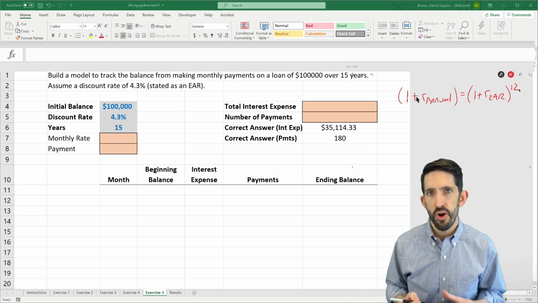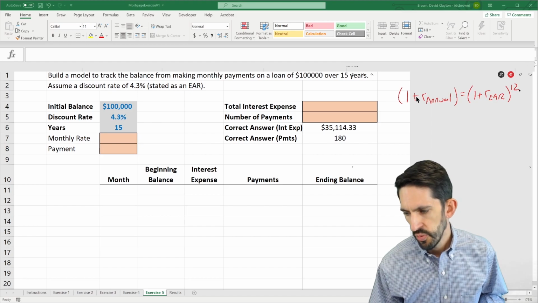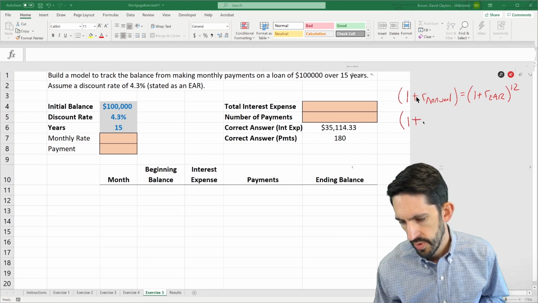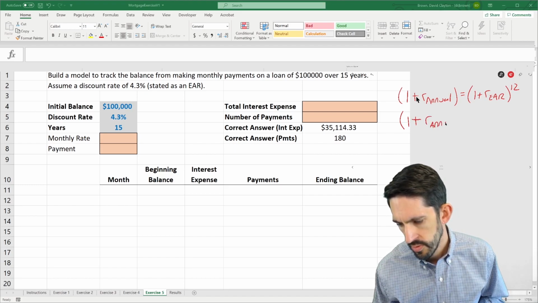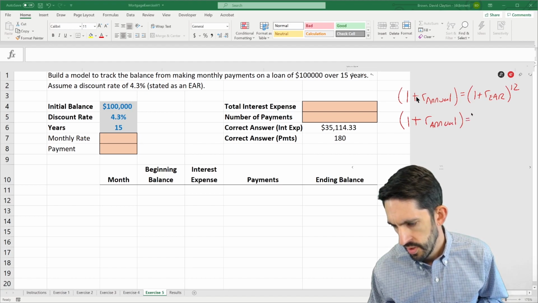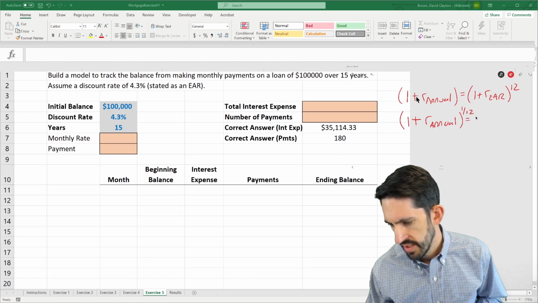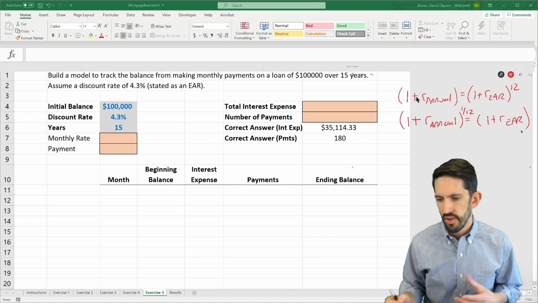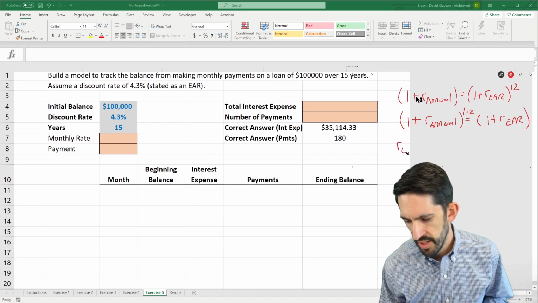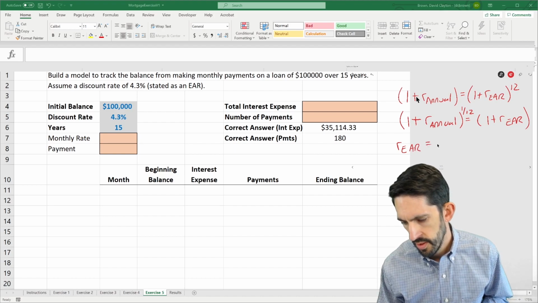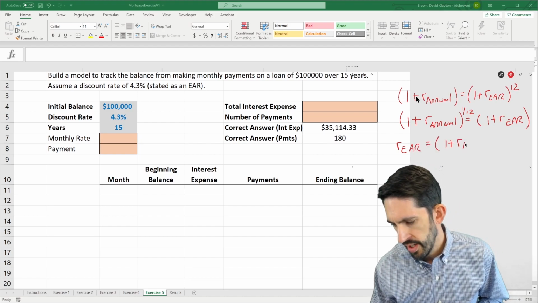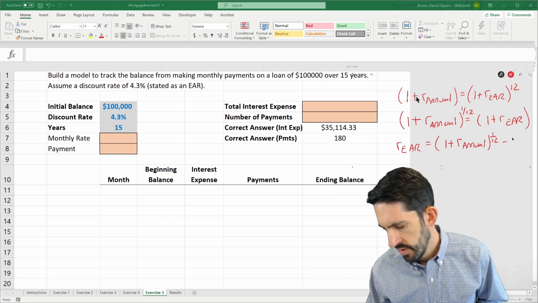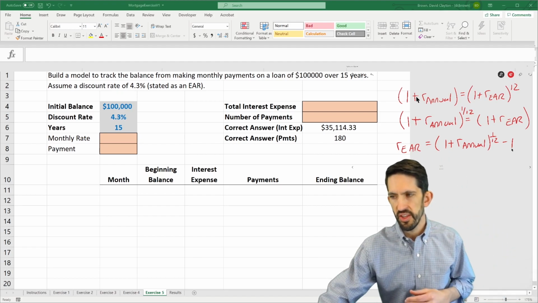To then back out our effective monthly rate, we can raise both sides to the 1/12. So we can say 1 plus our annual rate to the 1/12 is equal to 1 plus our EAR. Once we do that, we can rearrange this and say that our EAR is equal to 1 plus our annual rate to the 1/12, minus 1. So now let's calculate that in Excel.